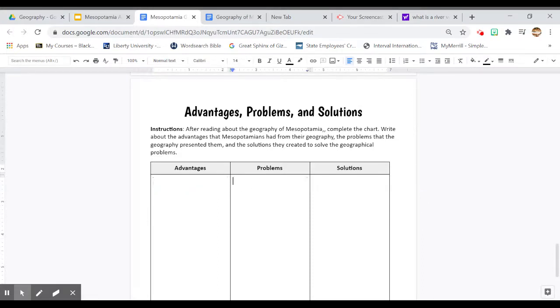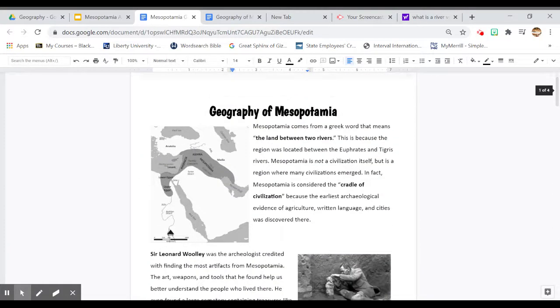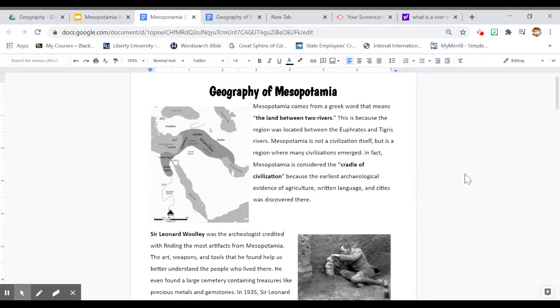Same with problems. We know that it's going to be hot there. It's the Middle East. It's the desert. But that's not enough for this assignment. I want you to explain from the reading why the temperature being very hot would be a problem for the people. So now I'm going to read the article and explain some of it to you. You're welcome to continue watching and listening, but if you'd like to read it on your own, you may stop the video and read it on your own and then come back to it.